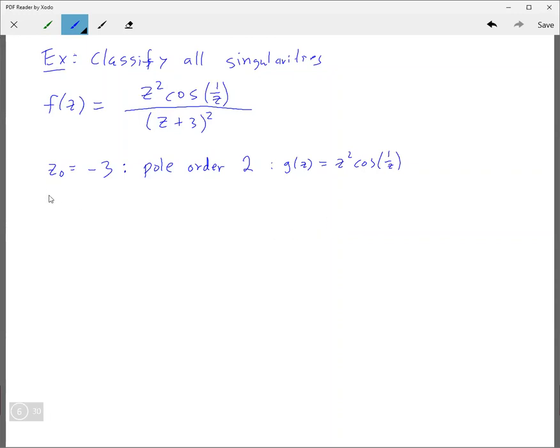Now, where else does this function break down? Zero. At 0, because that makes this 0 in the denominator, right? Okay, now this one is going to be essential. It's an essential singularity. And we're done. Okay, that's an essential singularity.